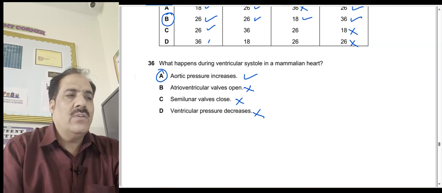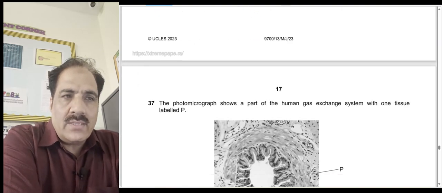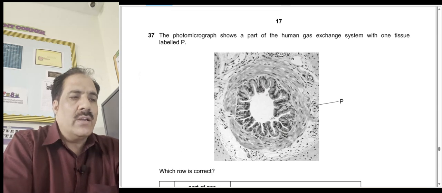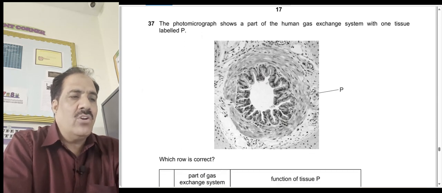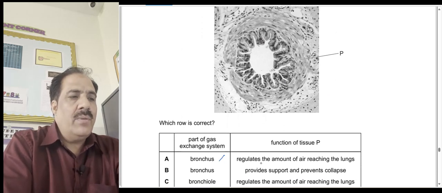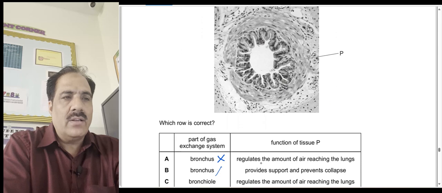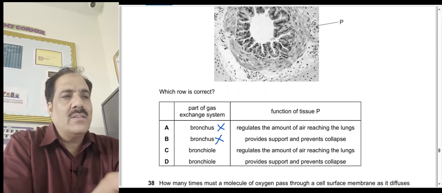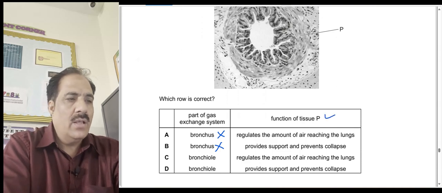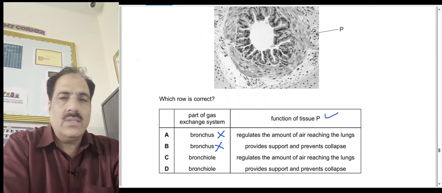Question number 37. The photomicrograph shows a part of the human gas exchange system with one tissue labeled P. Which row is correct? It cannot be a bronchus because a bronchus has some cartilage, so this is wrong. It can be a bronchiole because a bronchiole does not contain cartilage. Now the function of P is to help the movement of the air. It regulates the amount of air reaching the lungs. So option C is the correct answer.